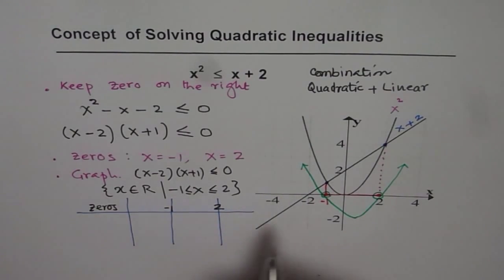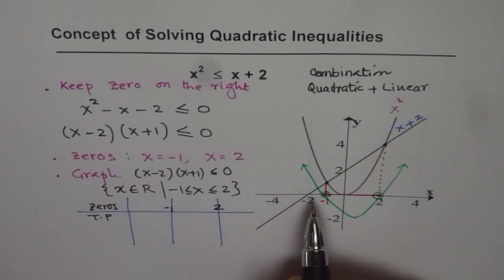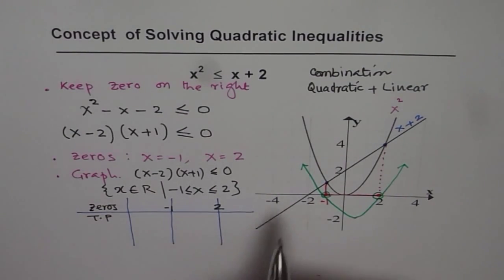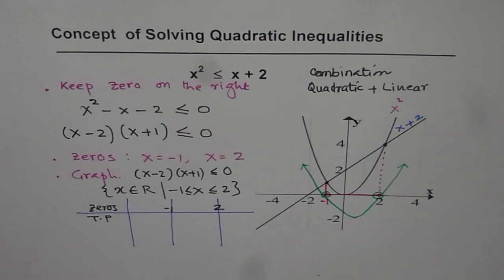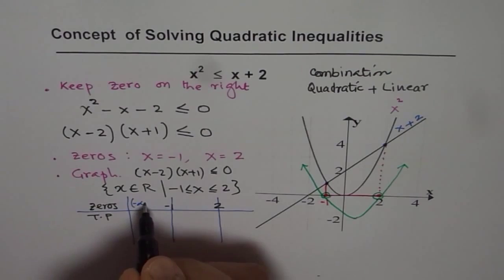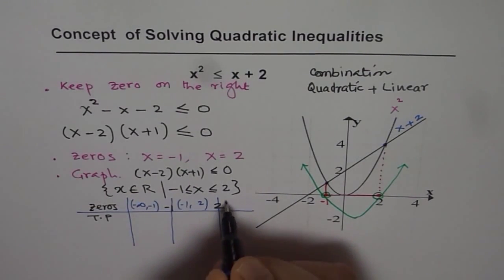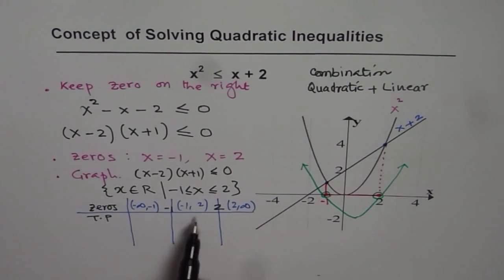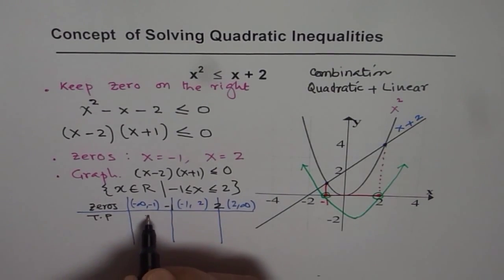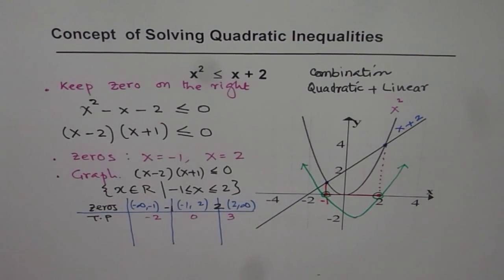And then we figure out where the test points are. These zeros are dividing the whole plane into 3 intervals. These intervals are from -infinity to -1, from -1 to 2, and from 2 to +infinity. Do you see that? Now in these intervals, we take test points. Test points could be -2, here 0 is a good test point, and then 3 on this side.